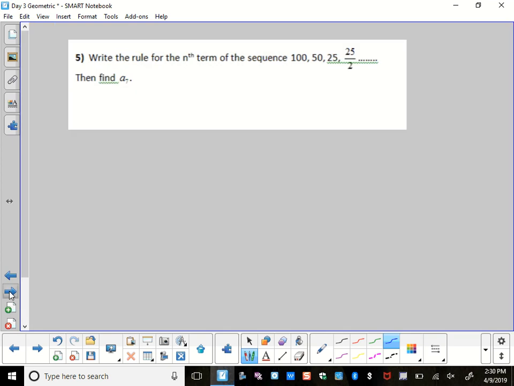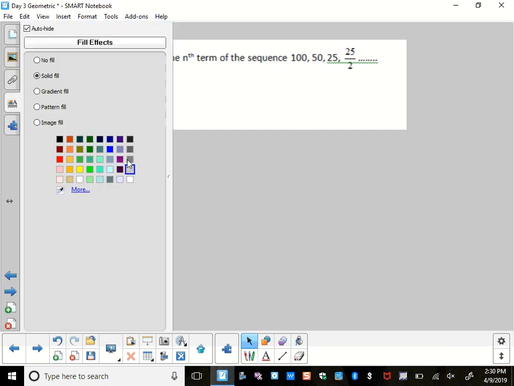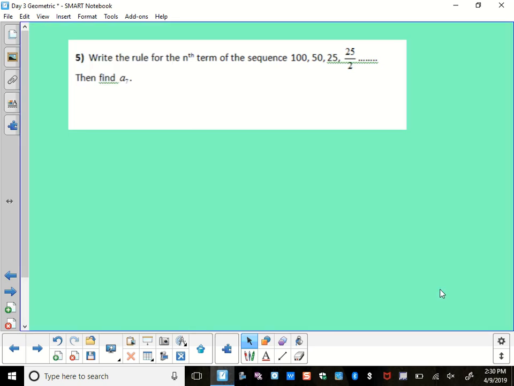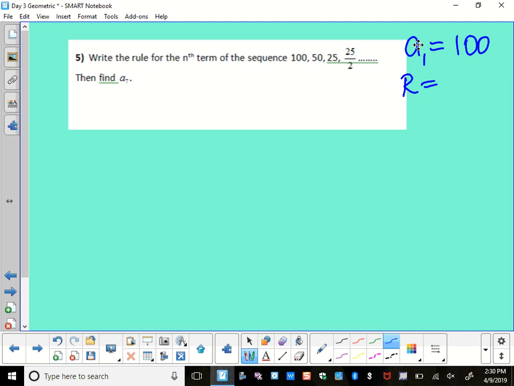Alright, number 5. Write the rule for the nth term of the sequence and then find the 7th term. Alright. What is my first term? 100. What's my ratio? How am I getting from one number to the next? Divide by 2. So we're just going to write, oh wait.